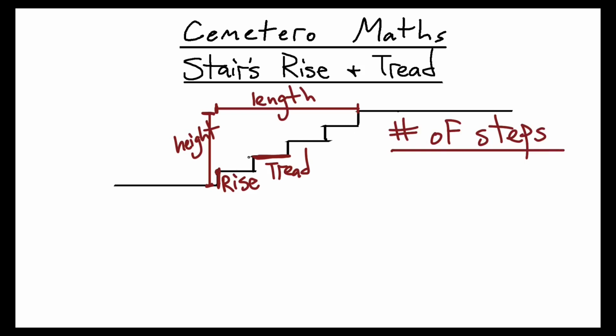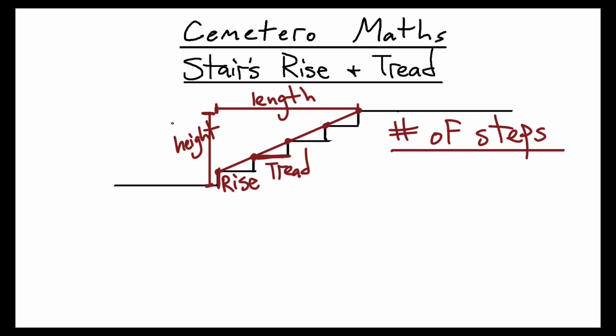Also, the nose of each stair has to line up perfectly like this. And the way to accomplish this is to make the tread and rise of every step the same. You can't have one step with a rise of 5 inches and another step with a rise of 6 inches and so on. Every rise and tread has to be the same for each step.